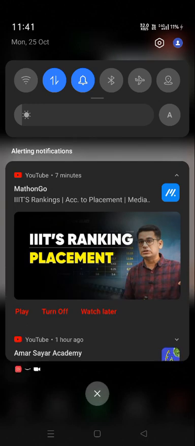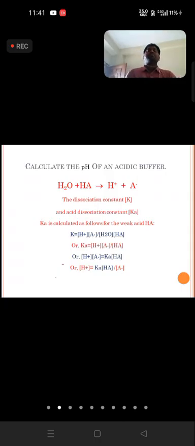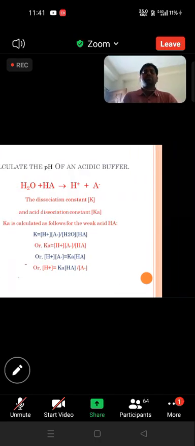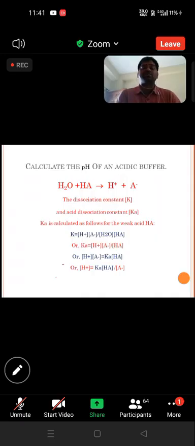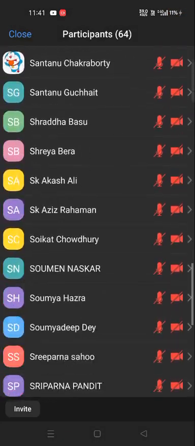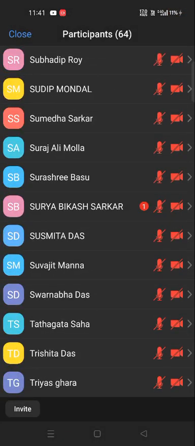Next, how can we calculate the pH of an acidic buffer solution? During calculation of pH, we need to take an acidic buffer HA. Upon dissociation, HA produces H plus and its conjugate base A minus ion.